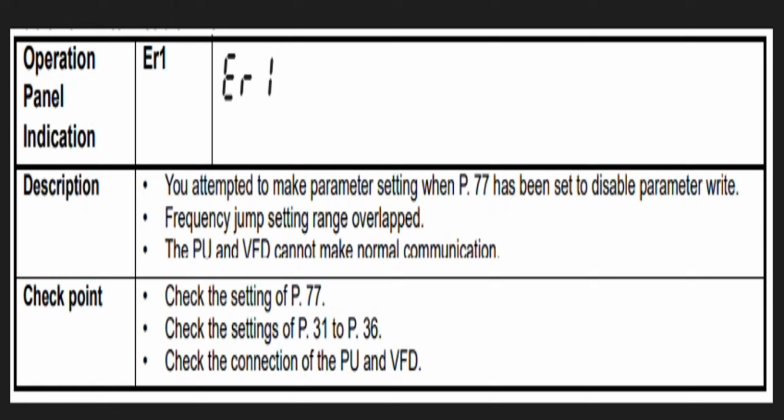So to resolve this, you need to check the P77 parameter, then check the settings of P31 and P36, and check the connections between the PU, which means the display, and the VFD, to see if they are proper. Normally it occurs only when we disable parameter writing. So it is a kind of protection. When the protection works, only then does it occur.